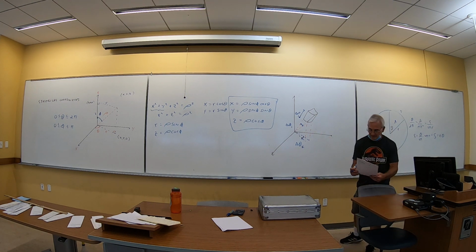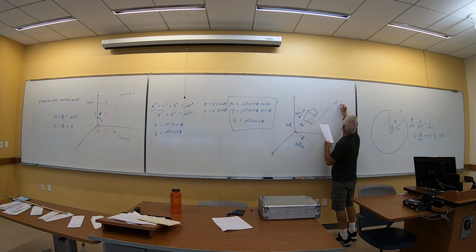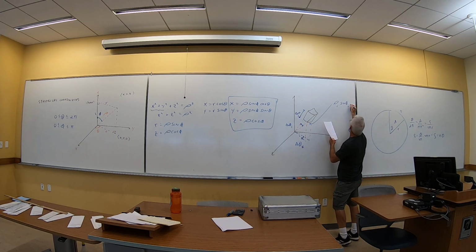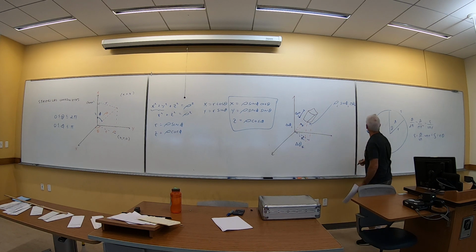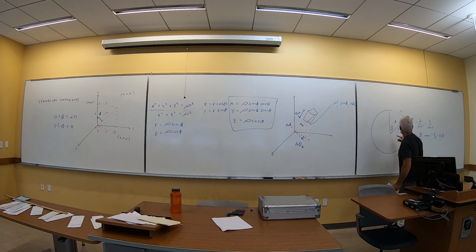So the three pieces I've just figured out: this piece right here, that piece right there, is rho sub i sine phi sub j delta theta k. Rho sine phi is the radius portion, and then times the angle, right? Because I'm doing basically that.